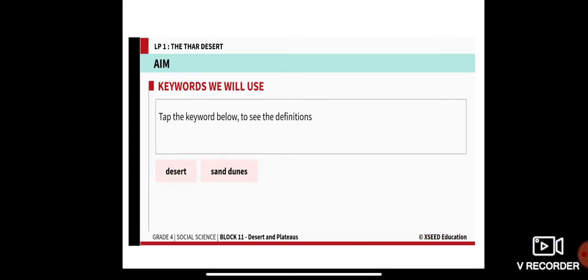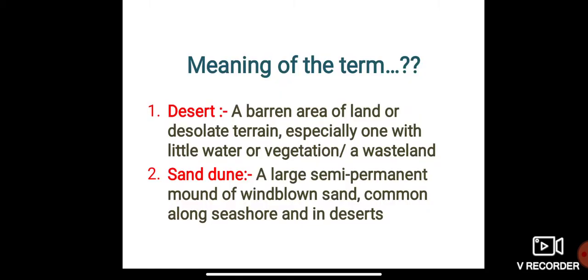As usual, let's learn the meaning of desert and sand dunes. I'm sure you have all seen a desert. The simple definition of desert is a barren area of land or desolate terrain, especially one with little water or vegetation, or a wasteland. A sand dune is a large semi-permanent mound of wind-blown sand, common along the seashore and in deserts. I hope you're now clear with the meaning of the terms.